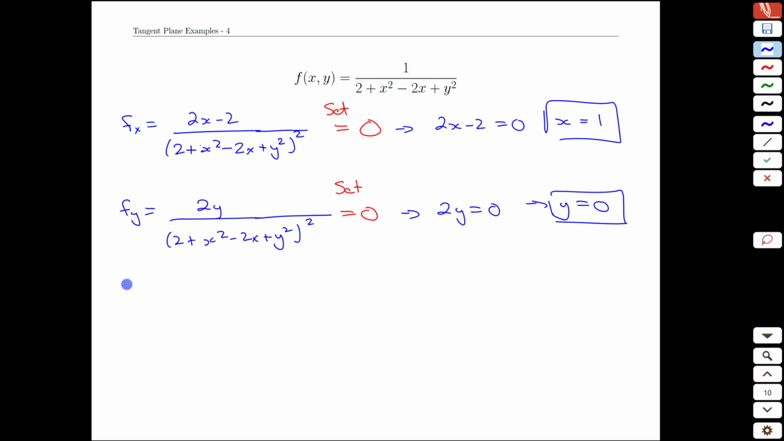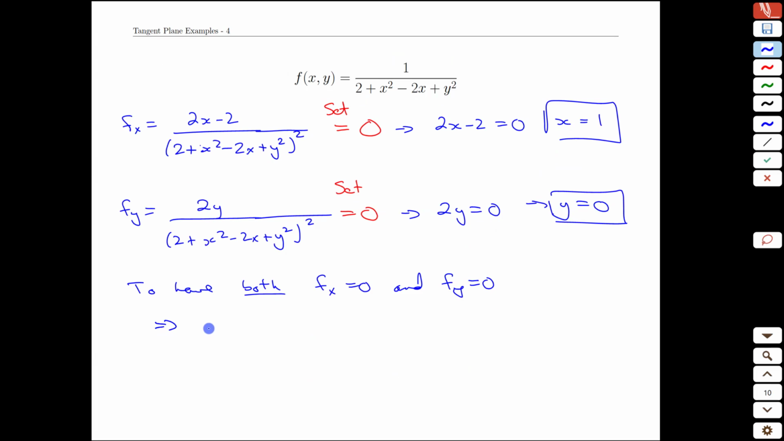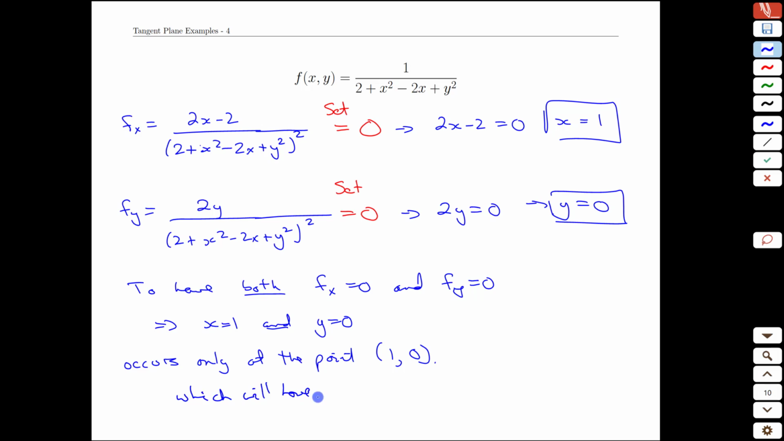And that's it. So what we have as a result here is that to have both the x derivative equal to 0 and the y derivative equal to 0, and we want that again because we want a perfectly horizontal tangent plane, then we have to have x equal to 1 and y equal to 0. Well, that occurs only at the point x equals 1, y equals 0. That is the only location which will have a horizontal tangent plane. Perfect.